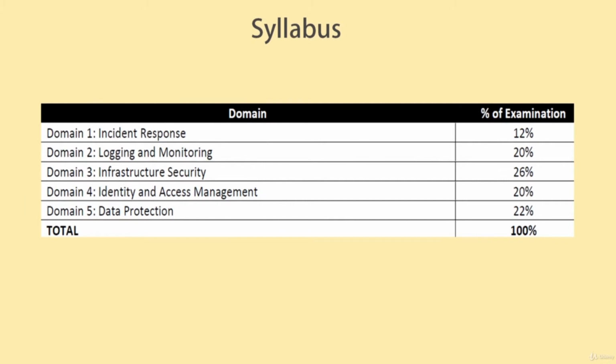So let us move on to the syllabus part. With the cloud security specialty, we have five different domains or sections on which we have to be evaluated. First is incident response, which has 12% weightage in the examination. Then there comes logging and monitoring, which would cover CloudWatch, CloudTrail, billing, and different kinds of things, having a 20% weightage. Then there is infrastructure security, which has the highest weightage of 26% in the examination compared to other sections. Then we have identity and access management, which would have 20% of weightage.